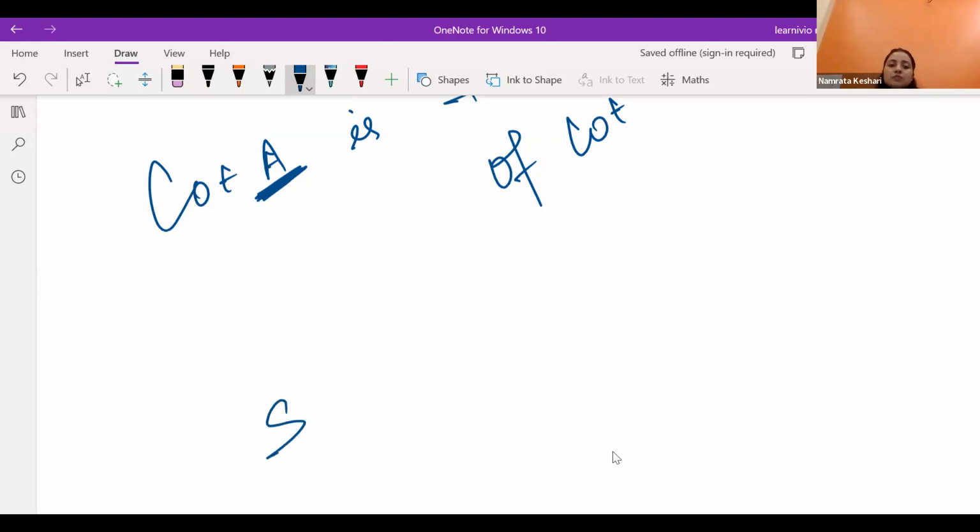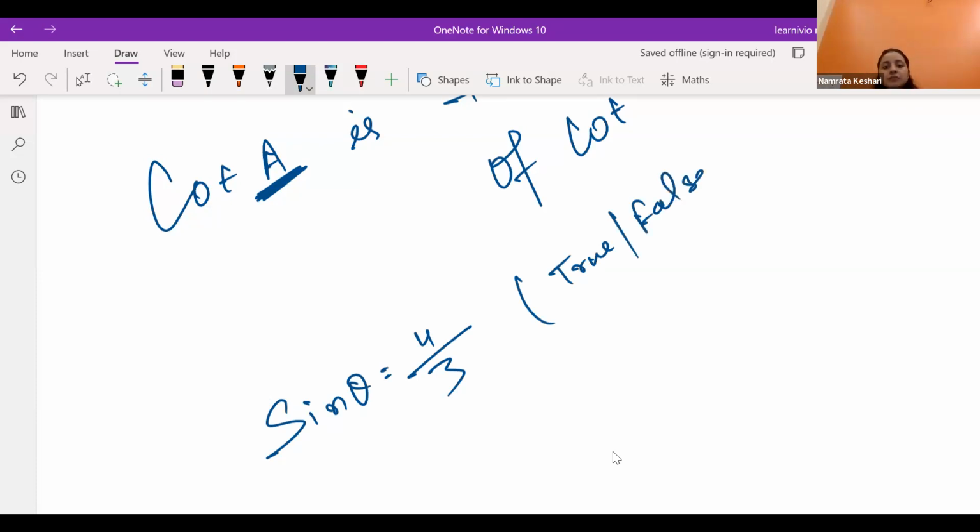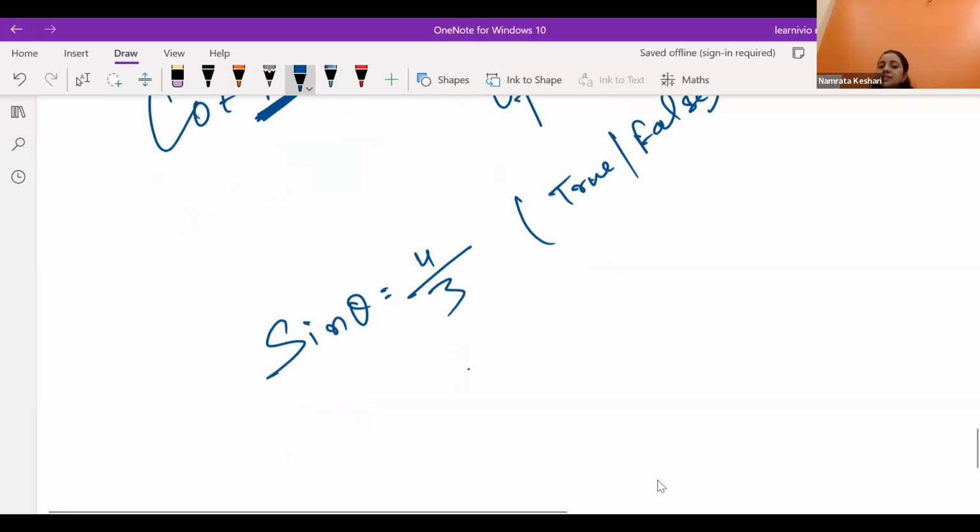Now the last question over here is: sine theta is 4 by 3. Is it true or false? Is it valid or invalid? The trigonometric formula for sine theta is opposite over hypotenuse. So the hypotenuse is in the denominator, and in the denominator the value looks smaller. So even if it is a reduced form of the fraction, the numerator should be a smaller number and the denominator should be a greater number. So we are done. Let's move on.